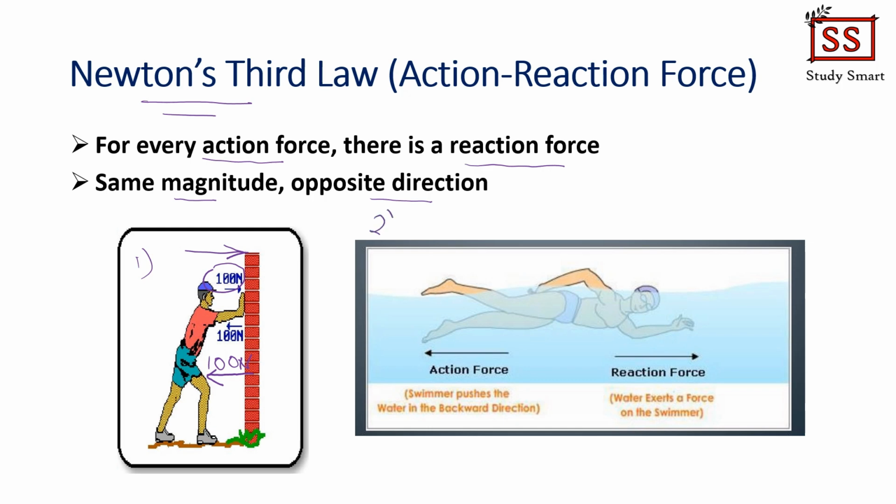Look at the second example over here. For the swimmer, when he moves his legs and hands to swim, there is an action force by the swimmer. The swimmer pushes the water in the backward direction. So when he pushes the water backward, his force acts in the backward direction. But at the same time, the water also exerts a force on the swimmer in the opposite direction, which is the forward direction. This means that whenever you apply a force to an object or a surface, there will be an opposite reaction force exerted on yourself.